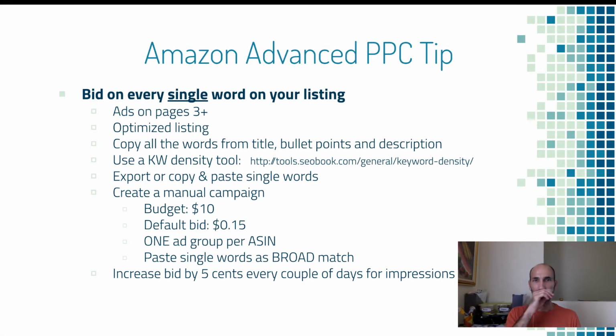then you would basically create a manual campaign with a $10 budget, a default bid of 15 cents, and create one ad group per ASIN, and then paste all those single words in there, and then select broad match. And then once in a while check on them, and then see what you get.